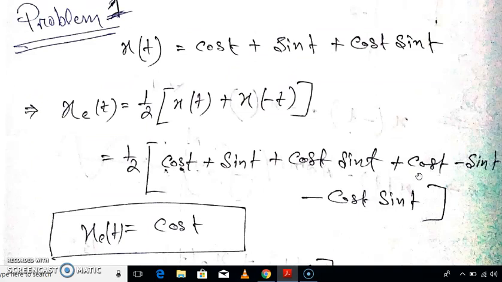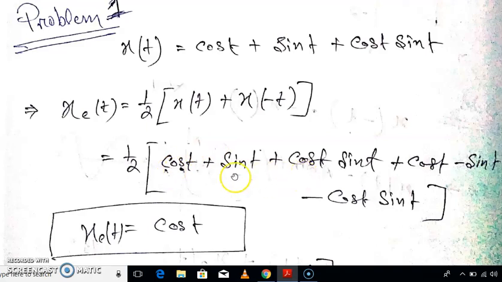In problem 1, a signal is given, x(t), a continuous type of signal, and it is a combination of three signals: cos t plus sin t plus cos t sin t. You have to find the even part and odd part of that signal. We know the formula that x_e(t), the even part of a particular signal, is half into x(t) plus x(-t). So x(t) is cos t plus sin t plus cos t sin t.